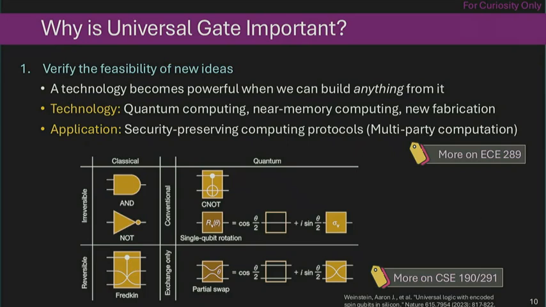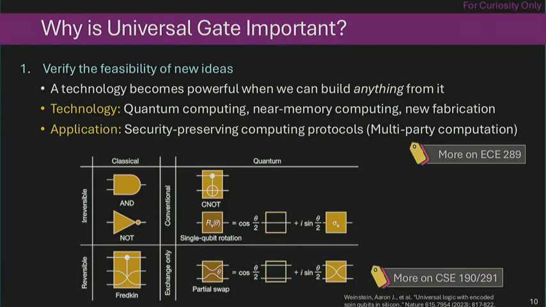Right? It's also true for some of the other newer technologies, like near memory computing, and also new fabrication technologies. When someone proposes a new technology, like 3 nanometer, 4 nanometer, or different kinds of devices, different kinds of material, they need to verify that they can build at least a universal set to make it work, right? To be able to build general purpose computers.